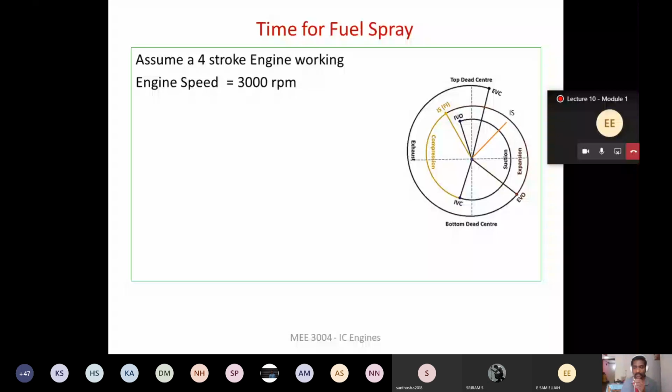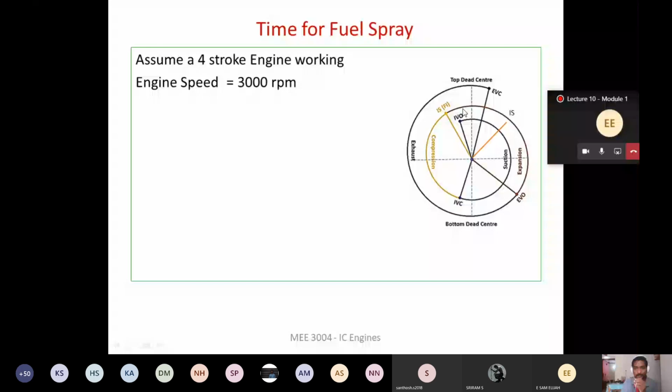In this diagram, as we discussed in the earlier lecture, we have the suction stroke, compression stroke, expansion stroke, and finally the exhaust stroke. And if you see, before the end of the compression stroke, fuel injection starts, and the fuel injection stops. This is the starting of the fuel injection, and this is the fuel injection stopping. So this is the crank angle during which the fuel nozzle is open and the fuel spray is happening inside the engine cylinder.